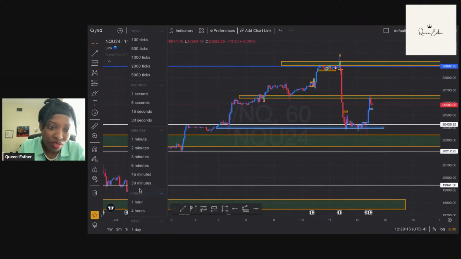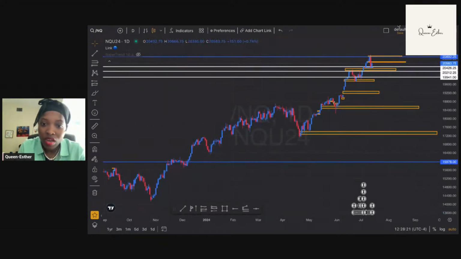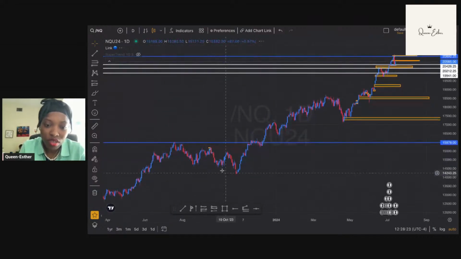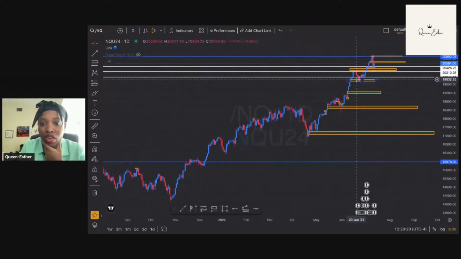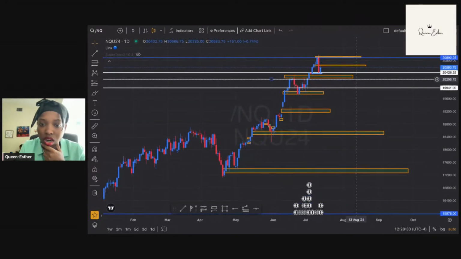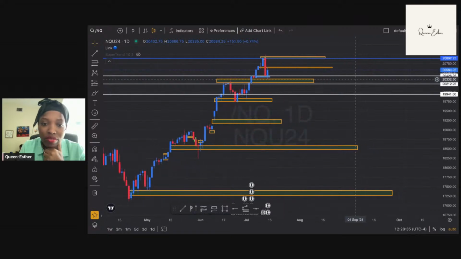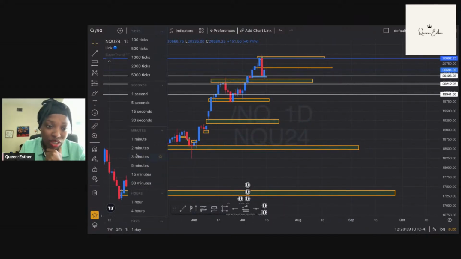Let me go to the daily to show you something. There's always an exhaustion in the market, right? But if you look at this, Nasdaq been climbing, climbing, climbing. There's been a few pullbacks, but I'm like, it's time for a fall, right? That was a huge drop yesterday. So let's go back to the 1 hour.